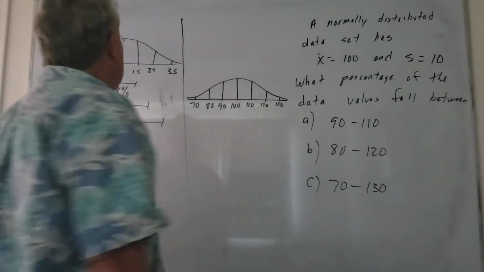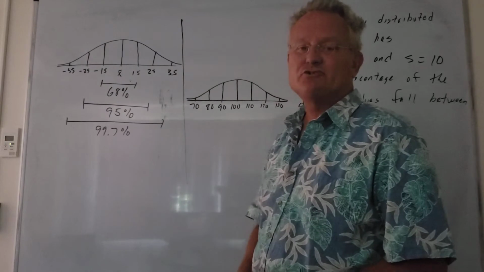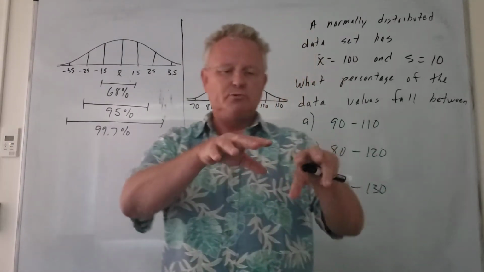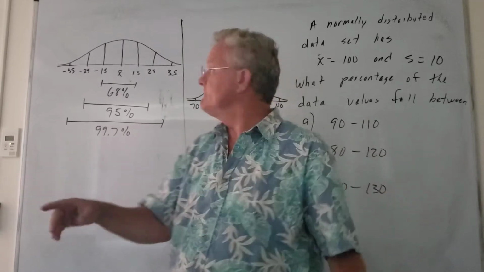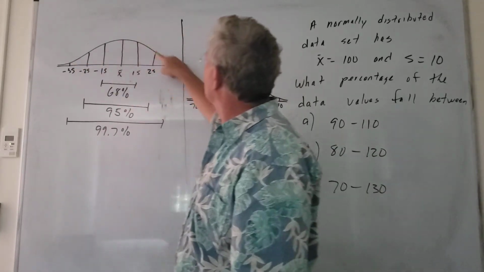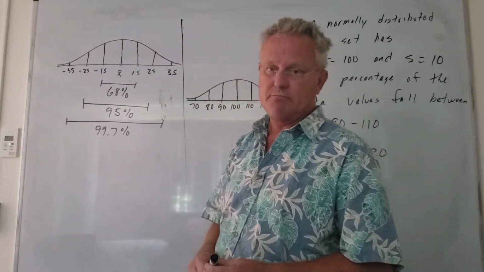Okay, so first of all, if we have a normally distributed data set, a normal distribution, we often refer to that as the bell-shaped curve. This is a normal distribution, that bell-shaped curve.